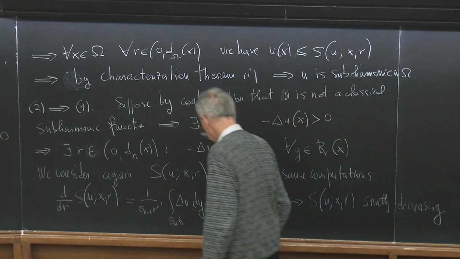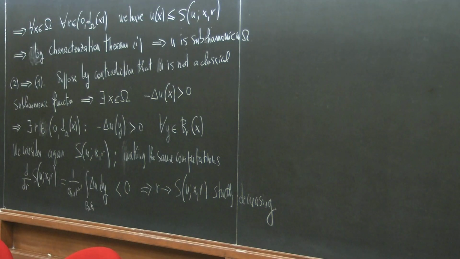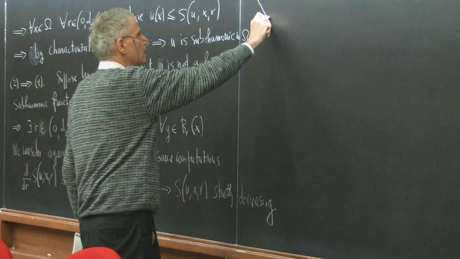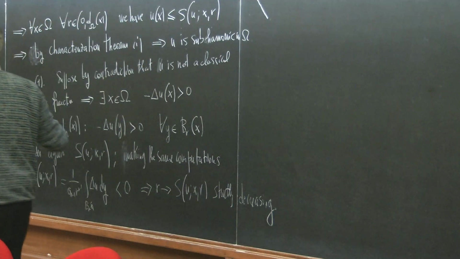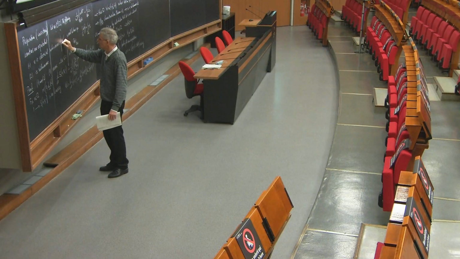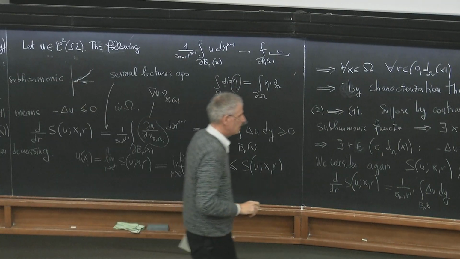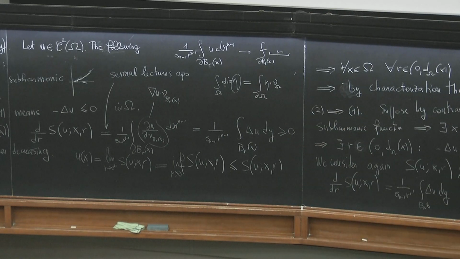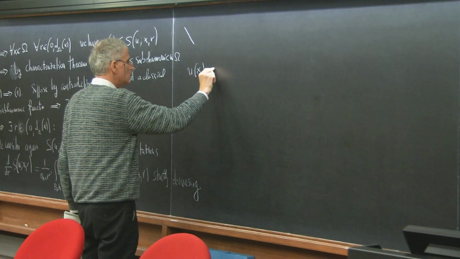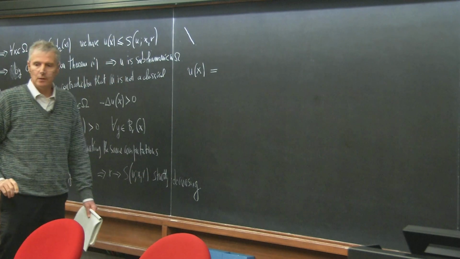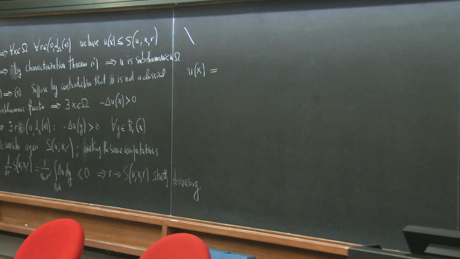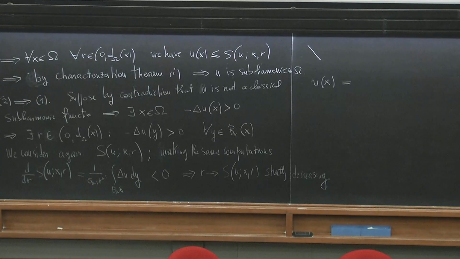And now strictly decreasing means that it looks like this. Before, maybe it was with some flat region, we don't know. But here it is strictly decreasing. Okay, so now we look at u of x. So can you help me to conclude? What would you do? Similarly to what we have done before. It's a contradiction.